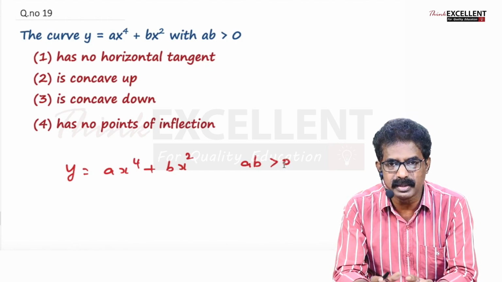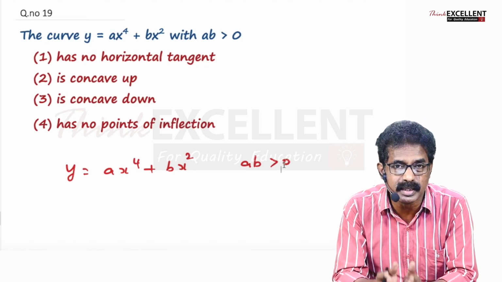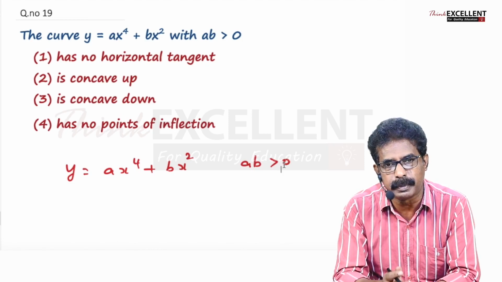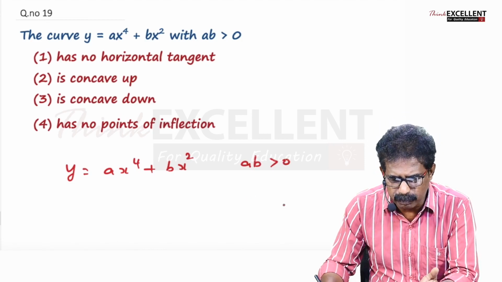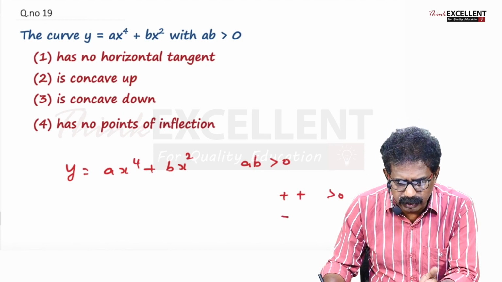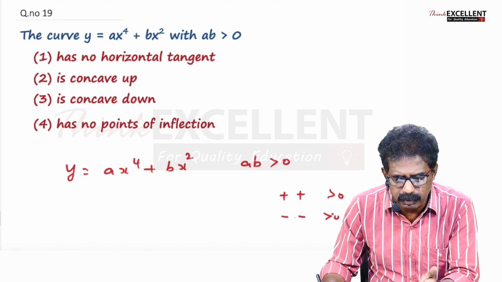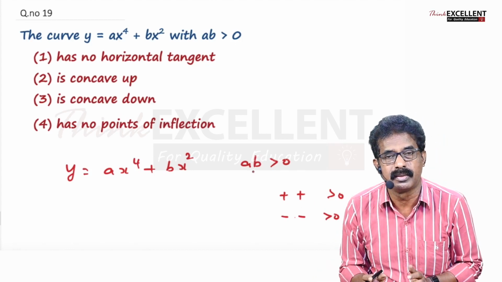Product of two numbers is positive. When can you say the product of two numbers is positive? What can you say about the sign of a and b? Both may be positive, right? A positive number into a positive number is positive. Or a negative number into a negative number, it is what? Positive. So a into b greater than 0 means, from that what you have to understand?